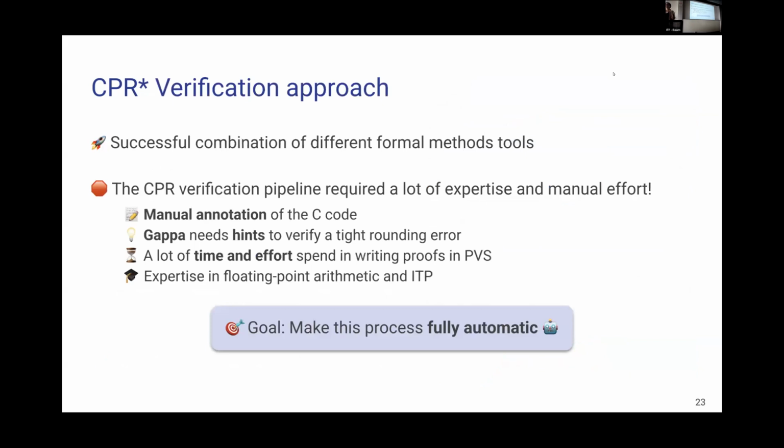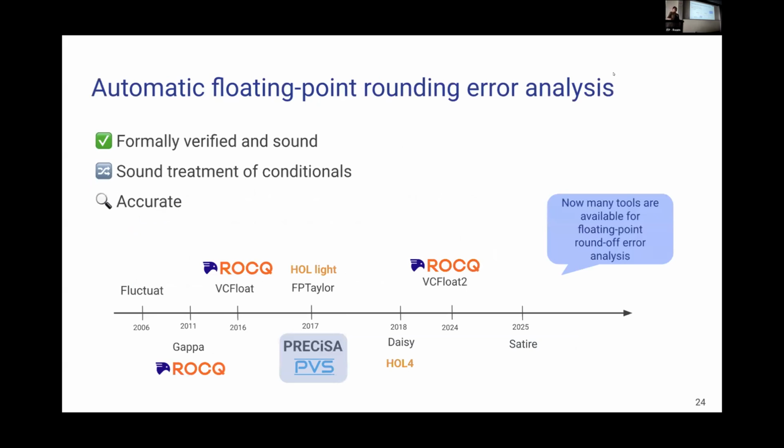But while this was a successful combination of different formal methods tools for a real world problem, it requires so much manual effort. Almost nothing was automated. We had to manually annotate the C code. Gappa needed hints for verified tight round-off error bounds, so we had to tell Gappa to subdivide the domain into these intervals to get this round-off error. A lot of time and effort was spent proving the two versions equivalent in PVS manually. So it requires a lot of expertise both in theorem proving and in floating point arithmetic. So we wanted to, step by step, make this process fully automatic. When we started to work on floating point analysis, we wanted to have 3 things.